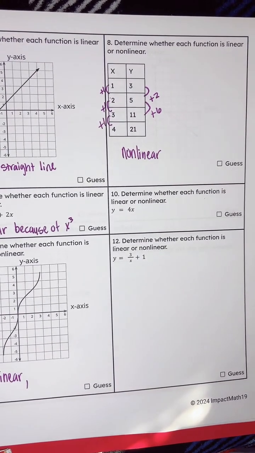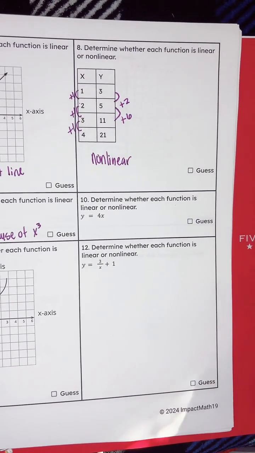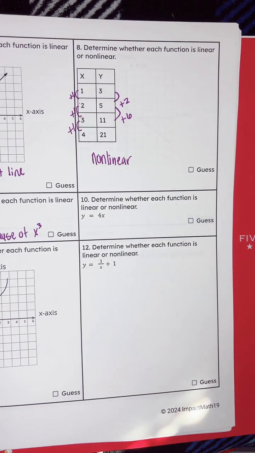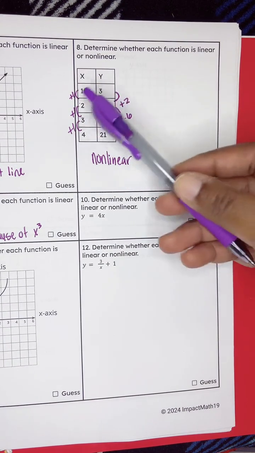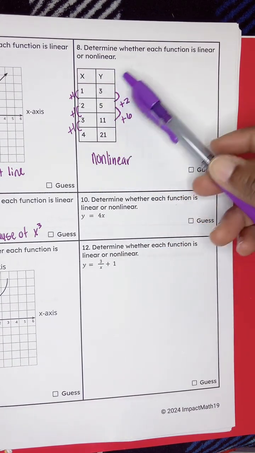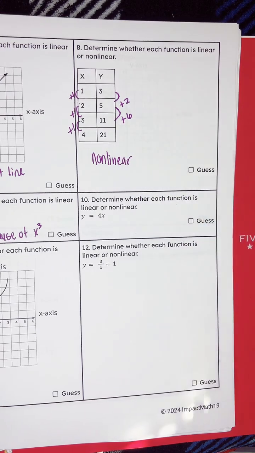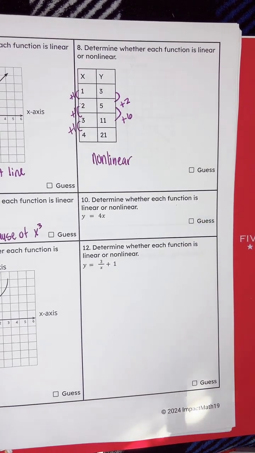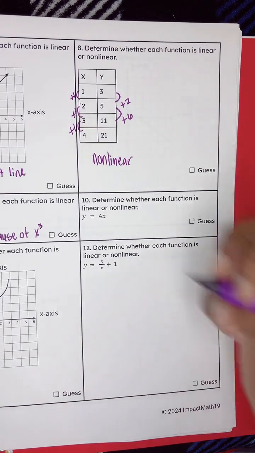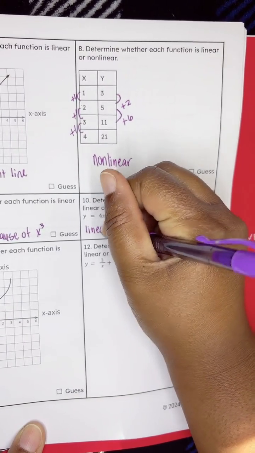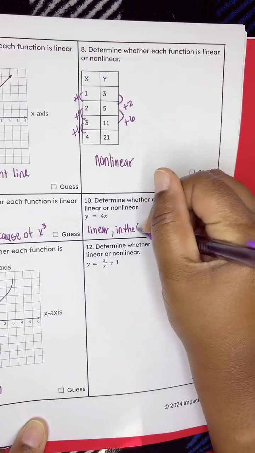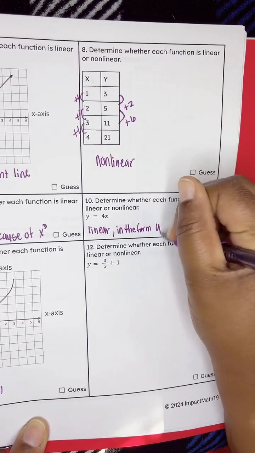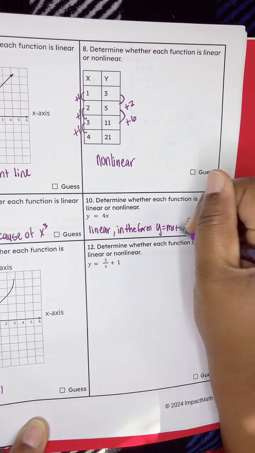What about number 10? Yeah, somebody said I was looking at the x. Yes, the x can be constant, but both sides have to be constant, like they both have to add by the same number in order for them to be linear. Okay. So linear, yes, good. It is linear in the form y equals mx plus b.